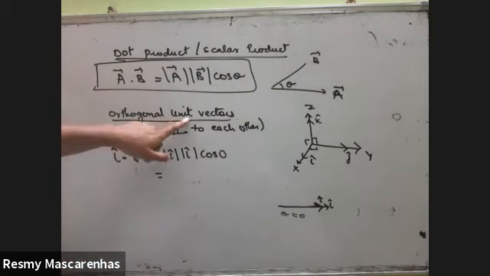A bar dot b bar, you have to just multiply the coefficients: the coefficient of i with the coefficient of i, j with j, and k with k. This is ax bx, ay by, and az bz. No writing i, j and k. Why? Because I told you, for the dot product or the scalar product, the answer is always a pure number. You will never get i, j and k in the answer.